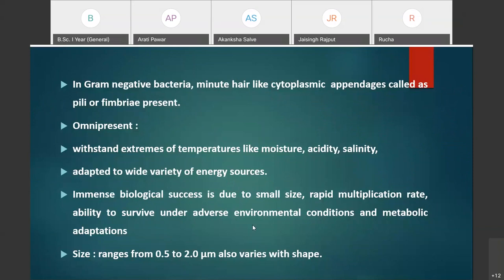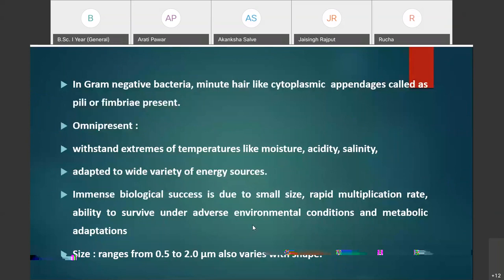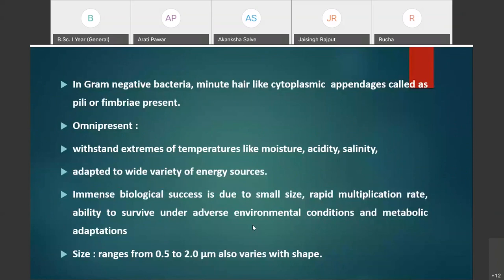Just remember that in gram-negative bacteria, along with the flagella, there is a presence of minute hair-like cytoplasmic appendages, and these appendages are called pili or fimbriae. These are pili or fimbriae.